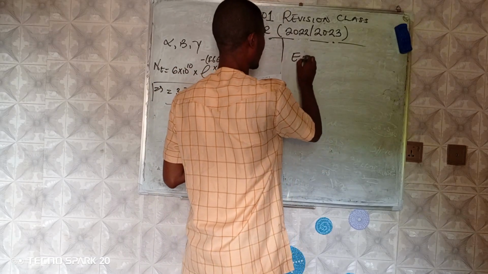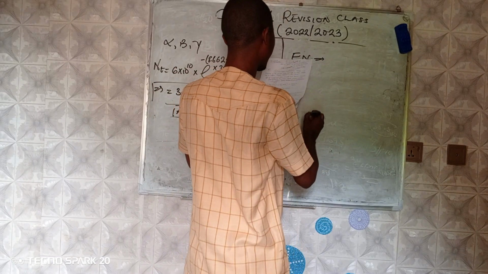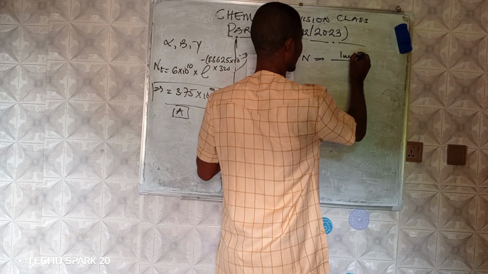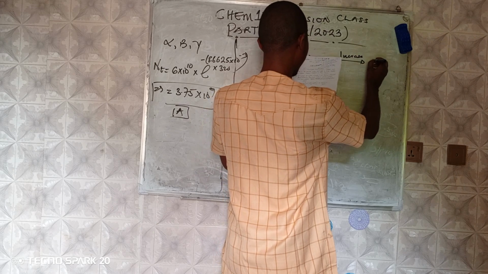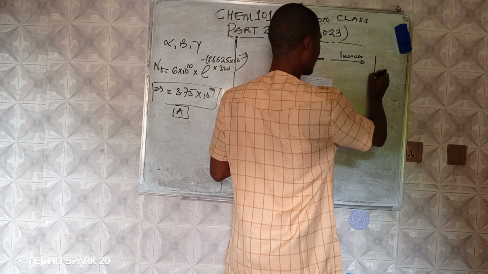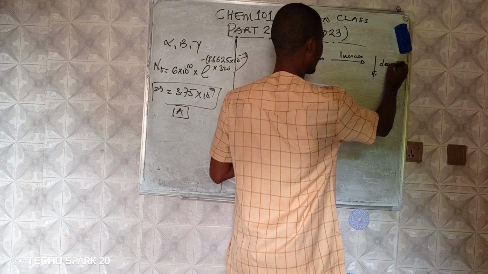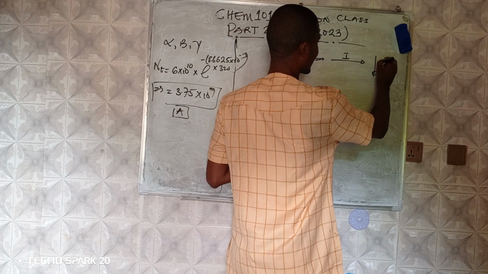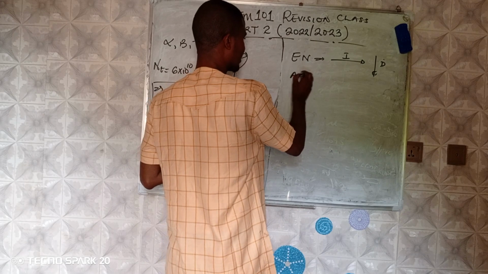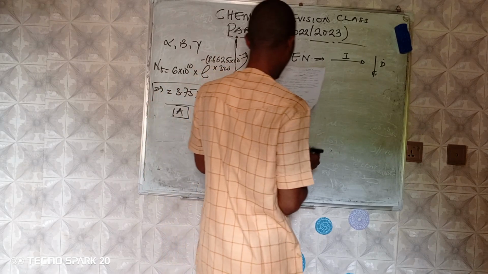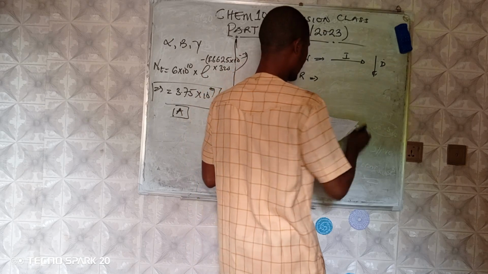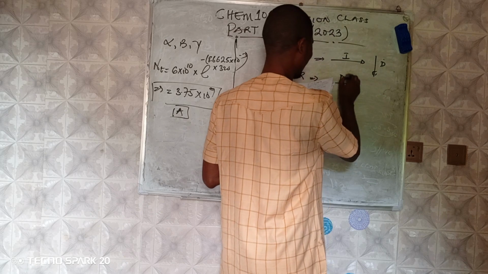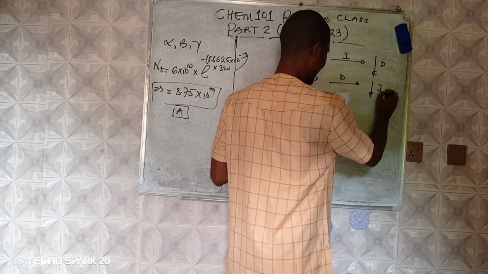Electronegativity increases across the period, so I for increase, but decreases down the group, D for decrease. I'll be using I and D. Increase, then decrease. Atomic radius: across the period it decreases, but down the group it increases.